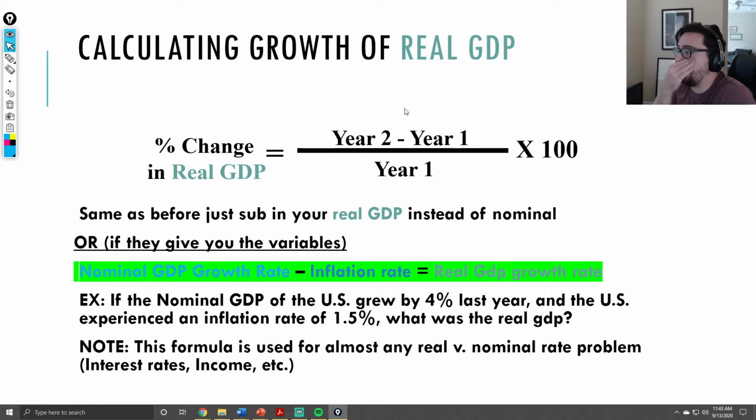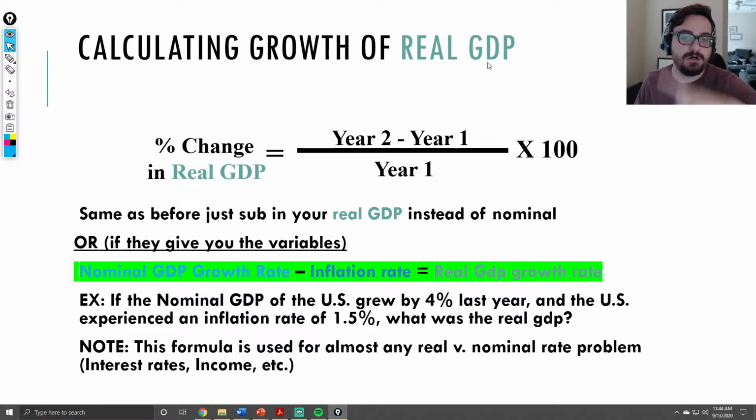So that's the real GDP one. There is a second formula. I call it the cheat formula, aka the best formula. It's the awesome formula. It's the formula that saves you a ton of time on questions like this. That's what I highlighted on this slide. If they give you the variables, you can do this instead.